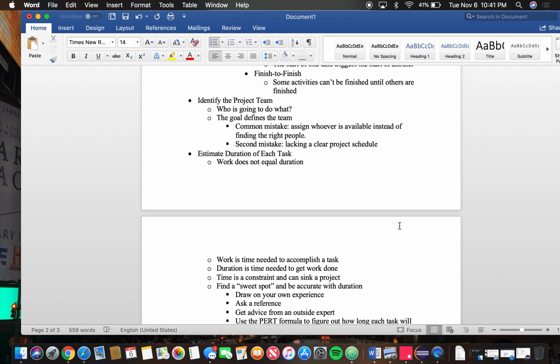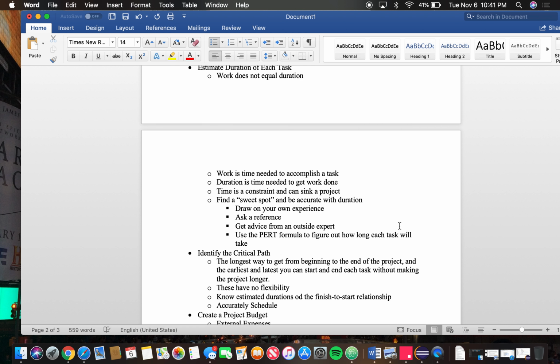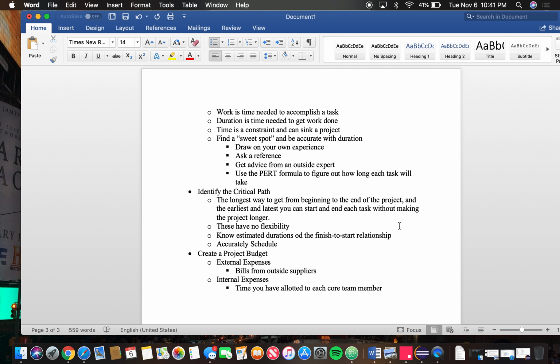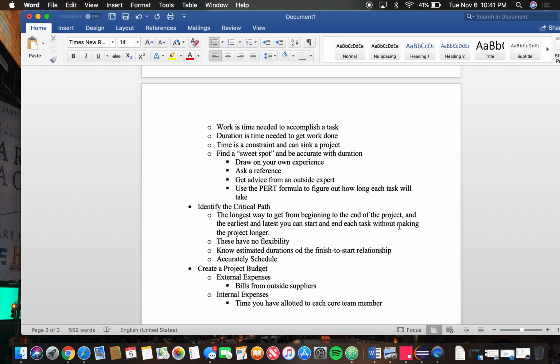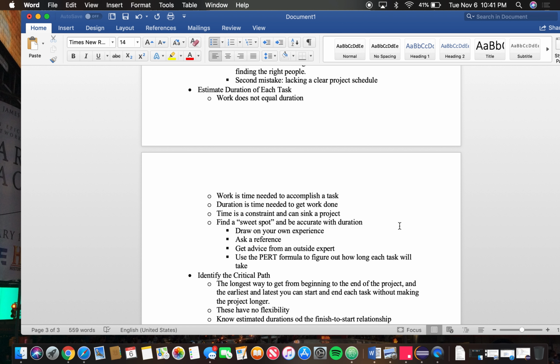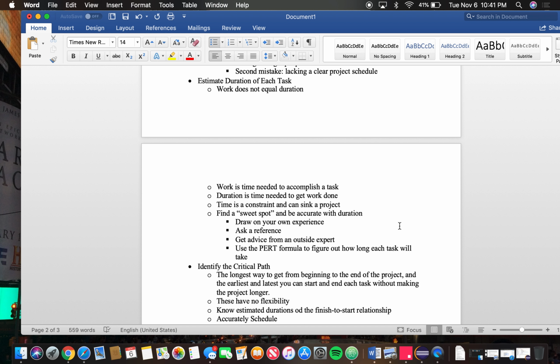Estimate duration of each task. Work does not equal duration. Work is time needed to accomplish a task. Duration is time needed to get work done. Time is a constraint and can sink a project. Find a sweet spot and be accurate with duration. Basically, time is valuable and work is valuable. So you need to know when you have to do stuff, and that work does not equal the duration, and that the duration is just the time that is needed to get work done.